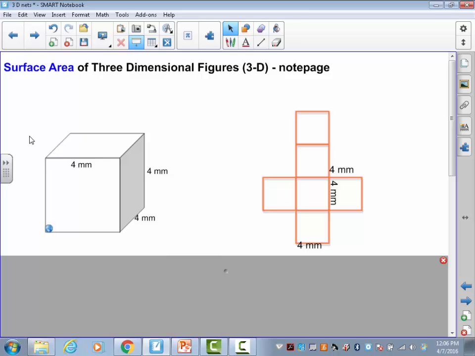So we've unwrapped this net, and we've turned a three-dimensional shape into a two-dimensional shape. If we look over here, these shapes are all rectangles. In this case, they're all squares. So watch what we can do. If the 4 millimeters on the bottom is there, and we're saying that this is a cube, so all these are the same, we can say that the base and the height are 4 millimeters. 4 times 4 gives me 16.